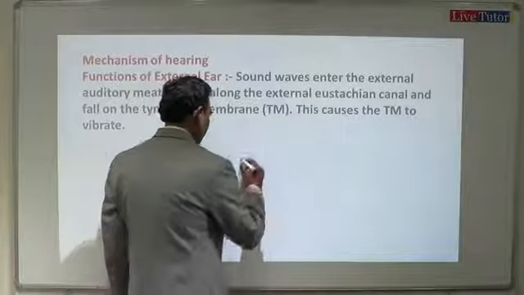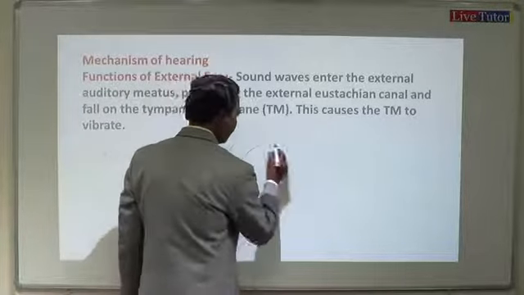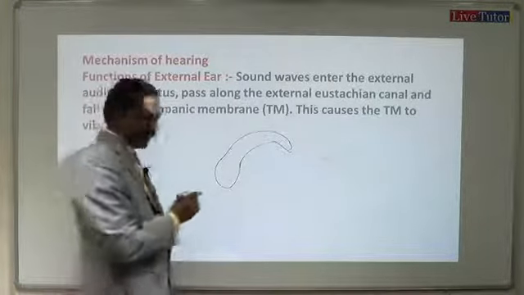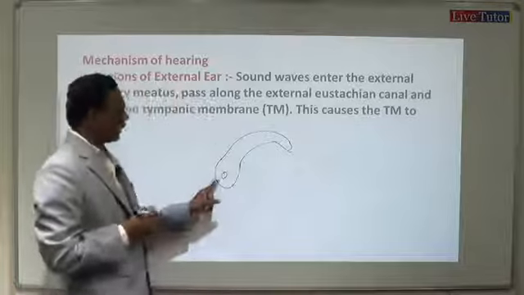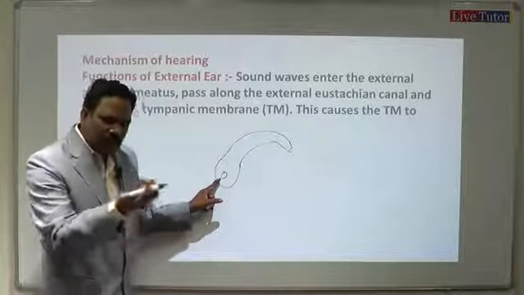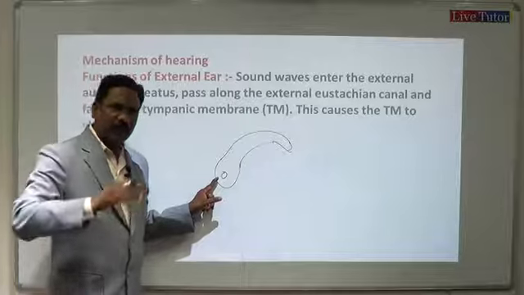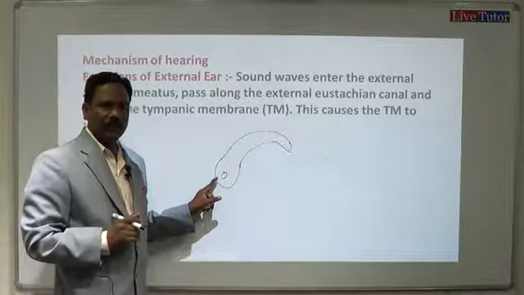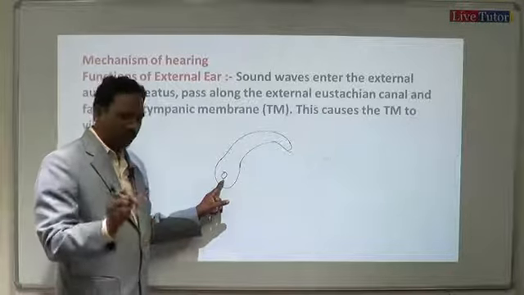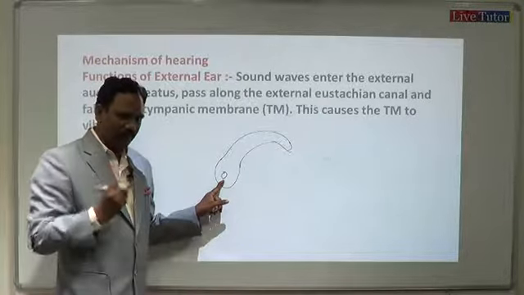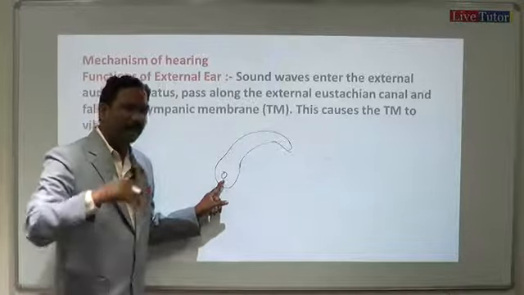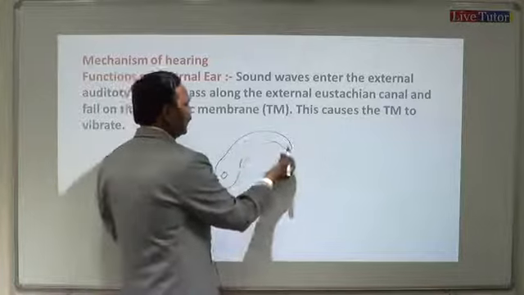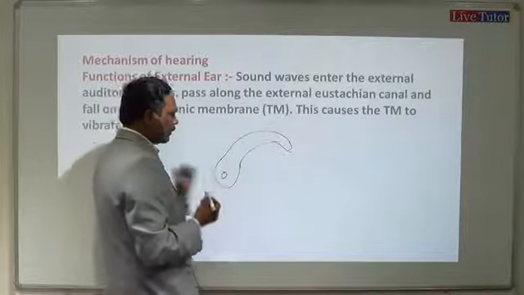You can see this hearing aid. It consists of a microphone. The microphone is used to receive the sound waves and convert the sound waves into electrical impulses. What is the function of the microphone? It receives the sound waves, converts them into electrical impulses, and transmits them to the ear. Now you can see the function.